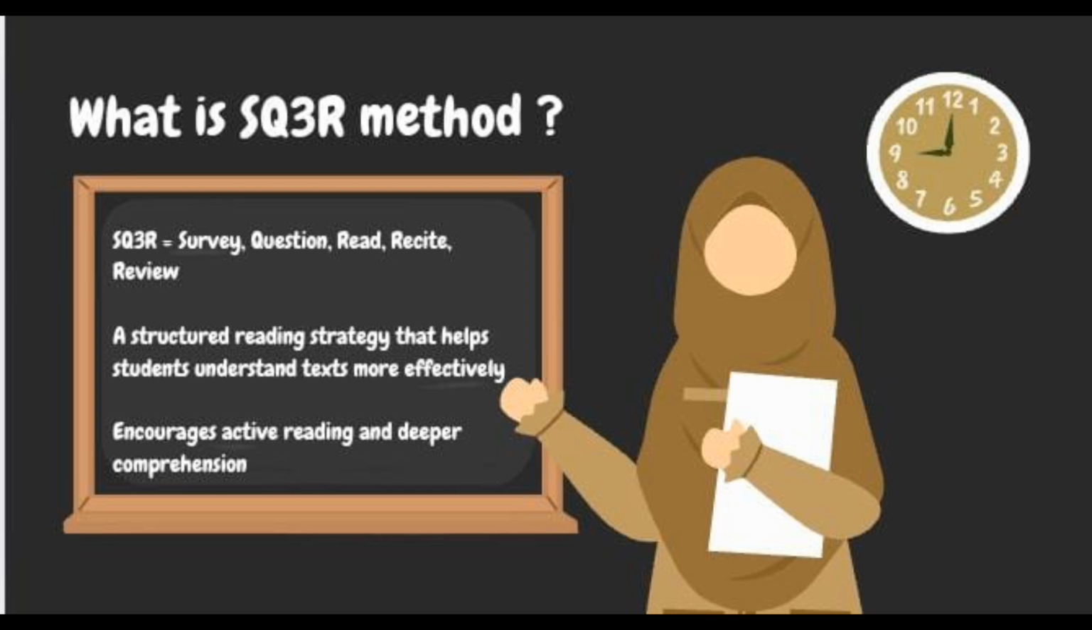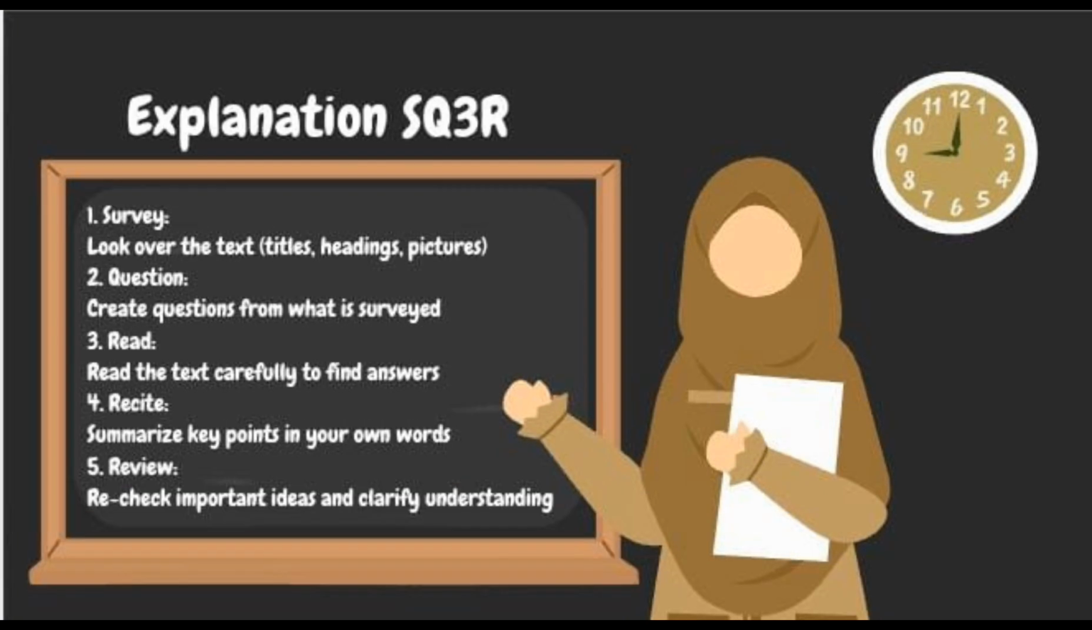What is the SQ3R method? S: survey, Q: question, 3R: read, recite, review. A structured reading strategy that helps students understand text more effectively, and encourages active reading and deeper comprehension.